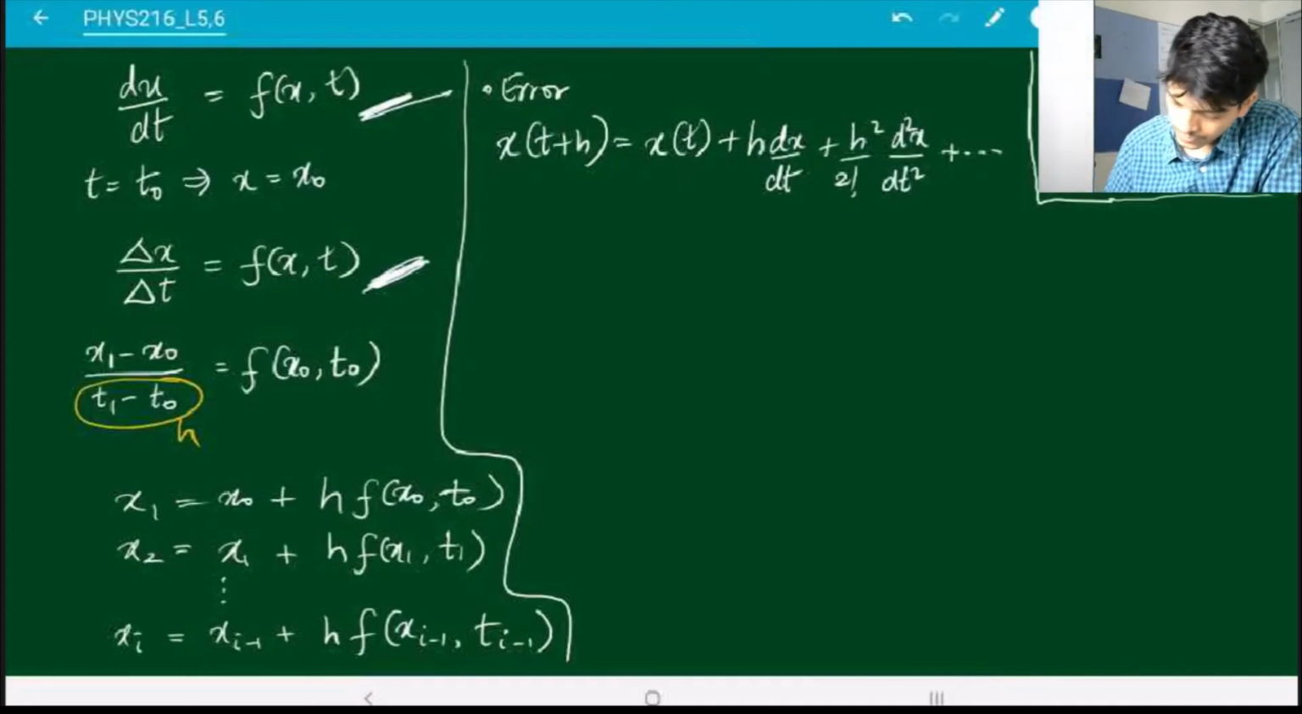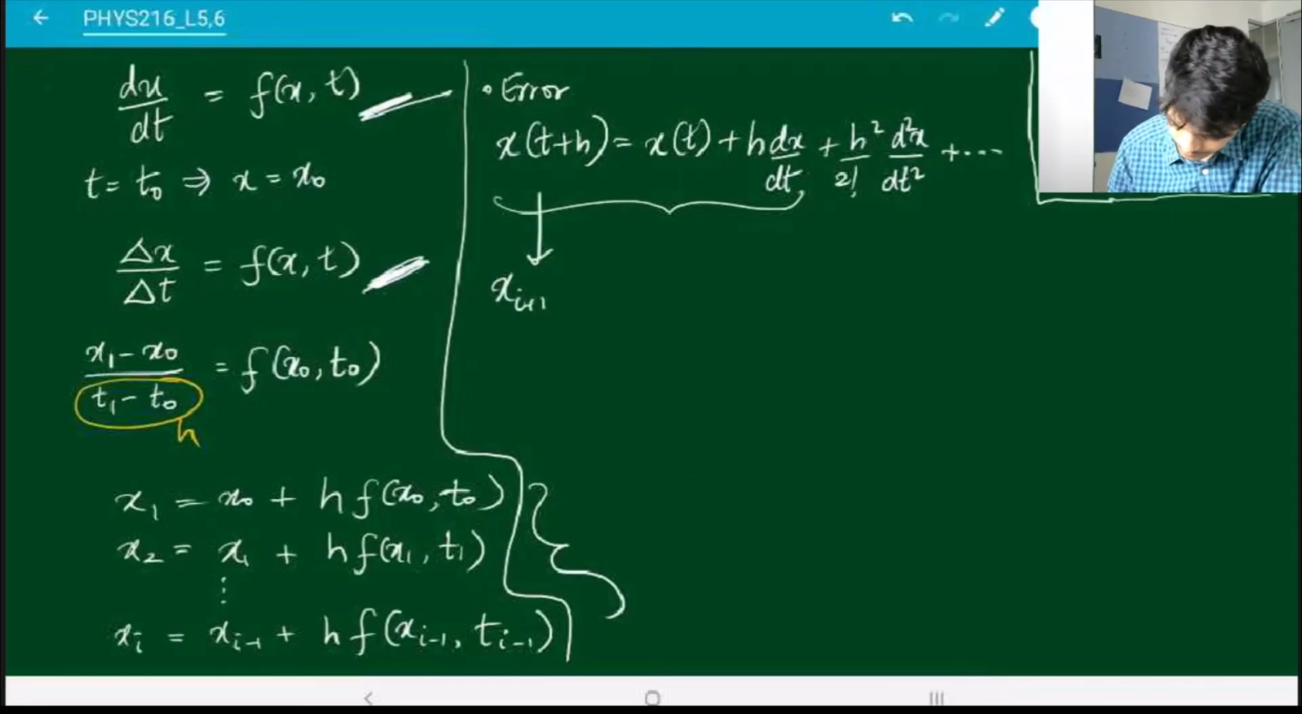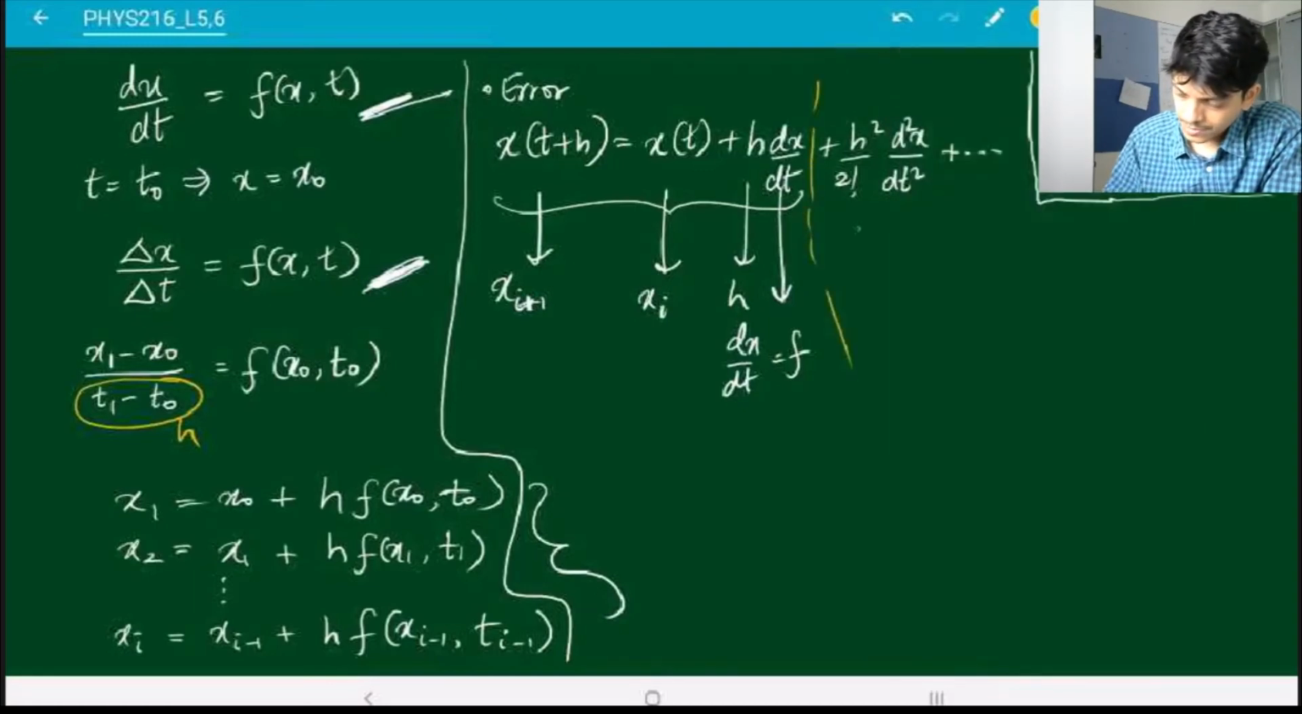Now, when we are writing these equations over here, we are basically just assuming this part of it. Why do I say that? So this is like your x(i plus 1). This is your xi. Here is your h. And dx by dt is your f, because that's the differential equation that we are solving. So in Euler's equation, we are only considering up to first order in the Taylor series expansion. Means we are ignoring these.